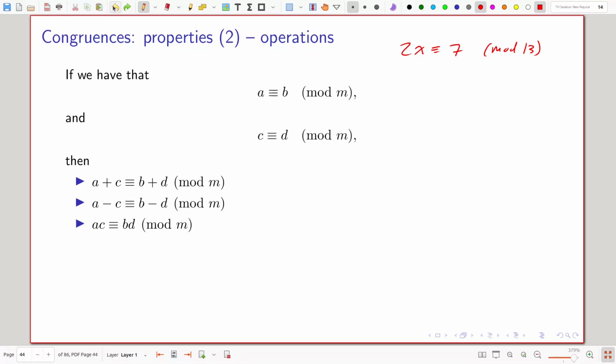But the question is, is there any number that, if you multiply by 2, is going to be equal to 7 mod 13? Is there any number that you multiply by 2 and get 7 mod 13? What is that? 20. 20 times 2 is 40. 40 mod 13 is 7. Yeah.